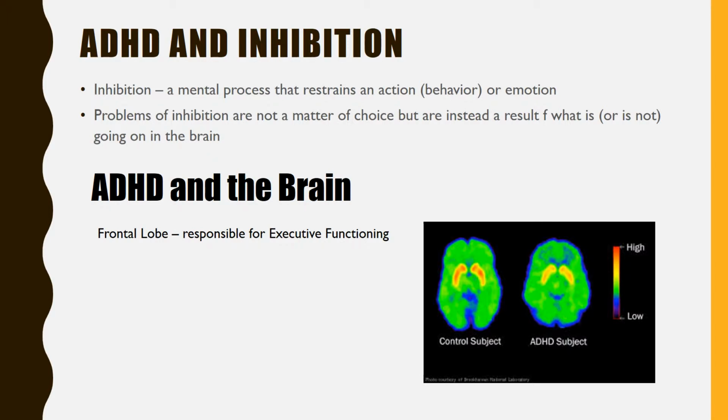So let's talk a little bit about the brain. If you look at that picture, there's 2 pictures of the brain there. There's the control subject and the ADHD subject. And what's being highlighted is the frontal lobe of the brain. And this is important because it is where executive functioning is controlled. It's responsible for executive functioning.